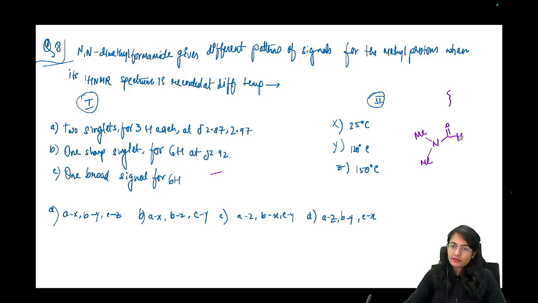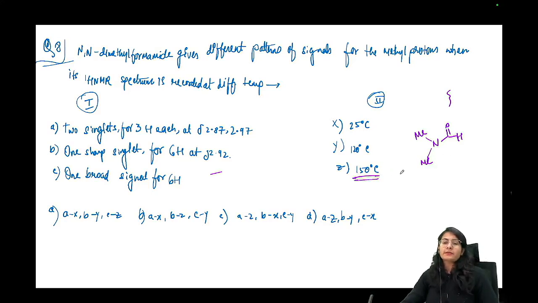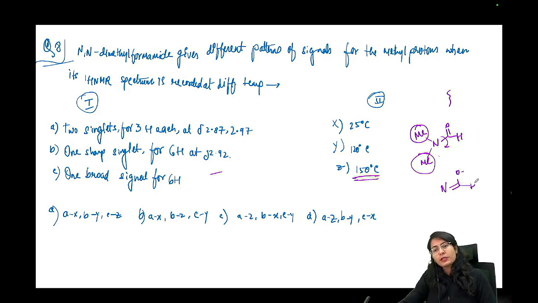This is DMF. So when the temperature is too high, 150 degrees centigrade, then both of the methyls are going to undergo, see, this is how the nitrogen is going to undergo rotation. At low temperature, you are also going to see a lot of resonances like this. And because of this resonance, one methyl and the other methyl have become diastereotopic to each other.